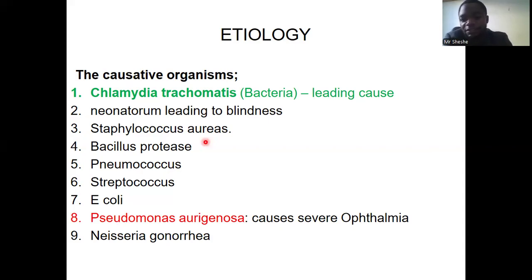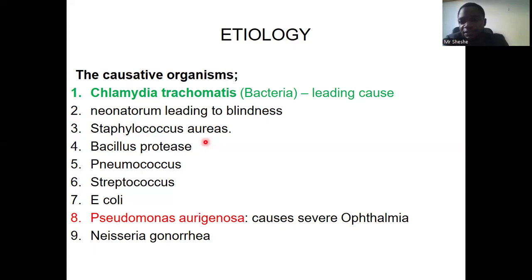So after using the toilet, using a tissue, chances are the hands are contaminated with E. coli. Therefore, we need to wash the hands before handling our patients. And because of that, finally, babies become infected if there's poor hand washing. And then we have Pseudomonas aeruginosa, which causes severe ophthalmia neonatorum that can lead to blindness. Same with gonorrhea, a sexually transmitted infection that can be passed from the mother to the baby. So we see that bacteria lead, but even viral infection can cause ophthalmia neonatorum. You see this in patients who have measles.